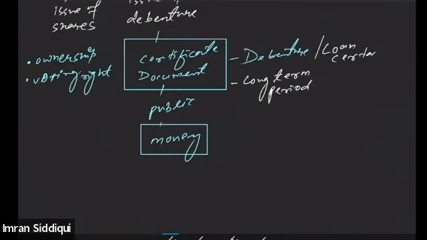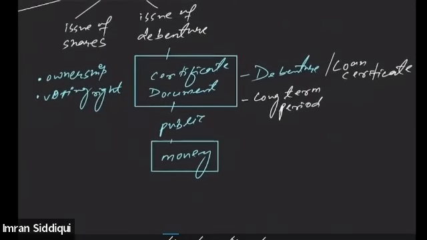The company issues a document containing the details of the amount that a particular person is giving to the company, the terms and conditions of the loan, and the tenure, the period for which the amount is being taken by the company. So a debenture is a document or statement that contains the terms and conditions of the loan taken by the company. The amount that the public gives to the company against the certificate, or you can call it a debenture, is loan money.